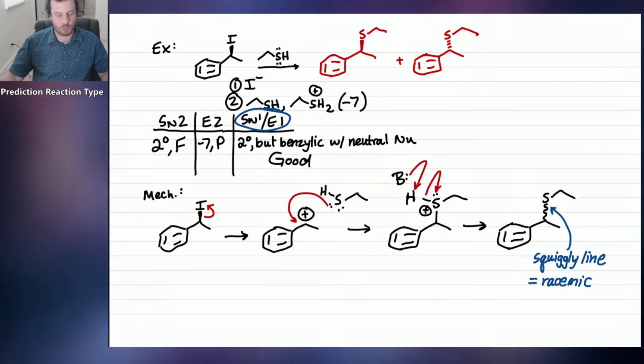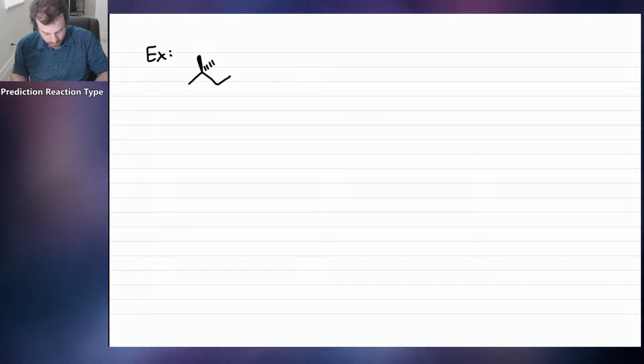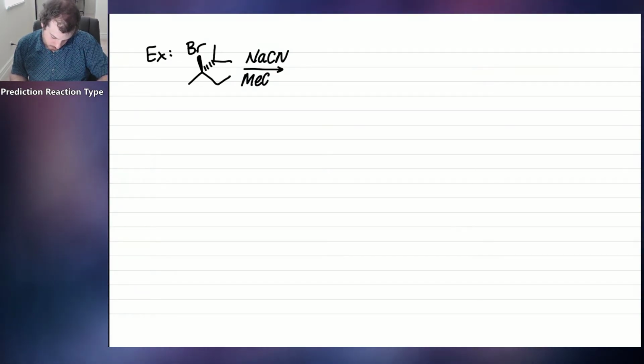All right, let's take a look at one more example, and you'll have lots of practice to do with these on your problem set. Let's do this one here, final example. Okay, there's NaCN and methanol as a solvent. Let's figure out the reaction.